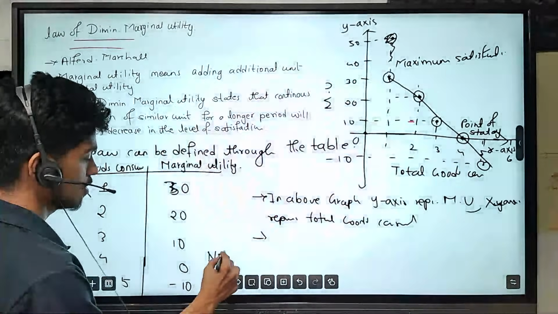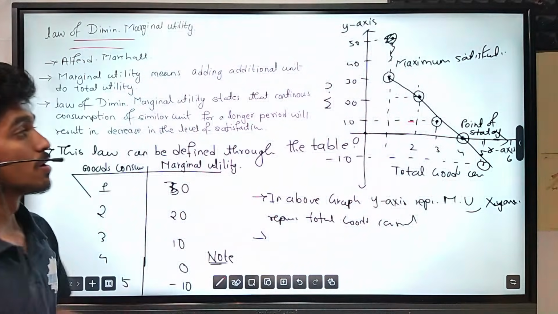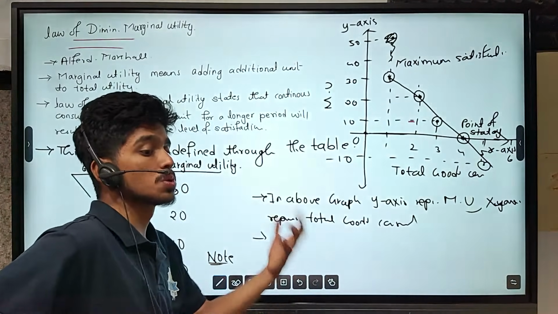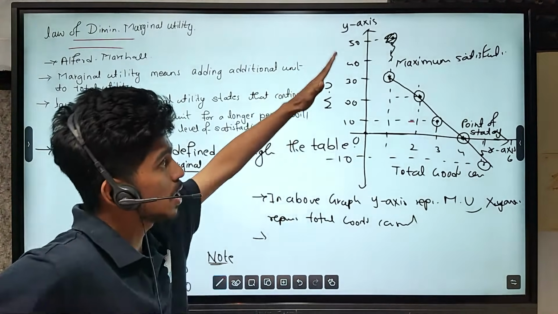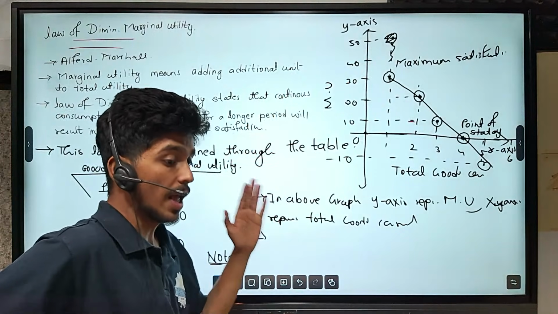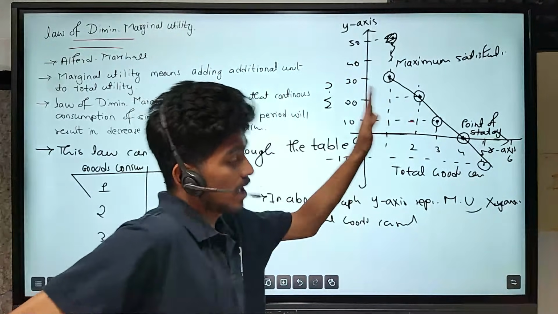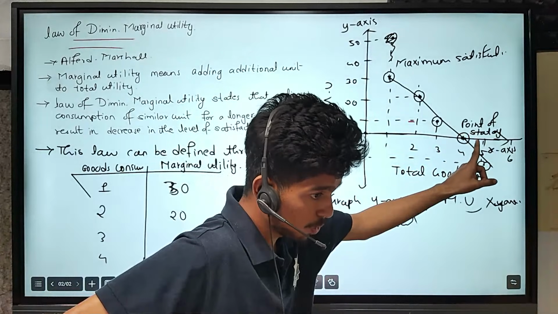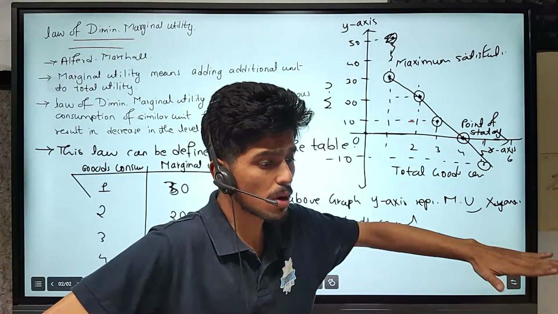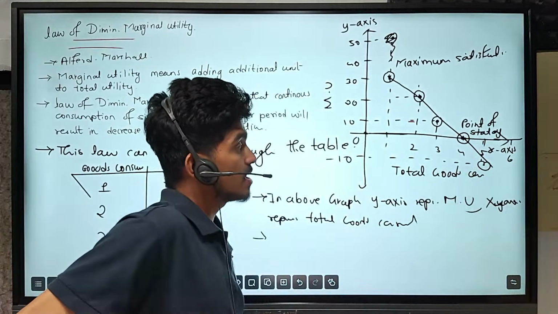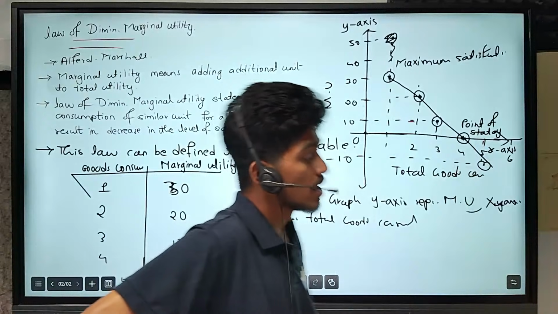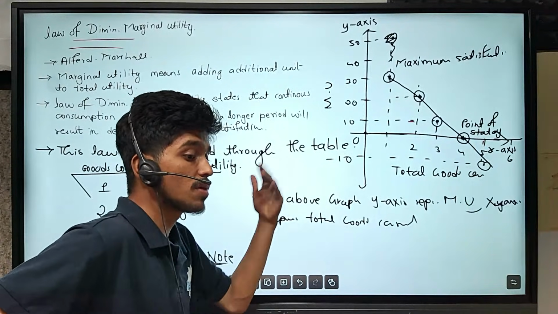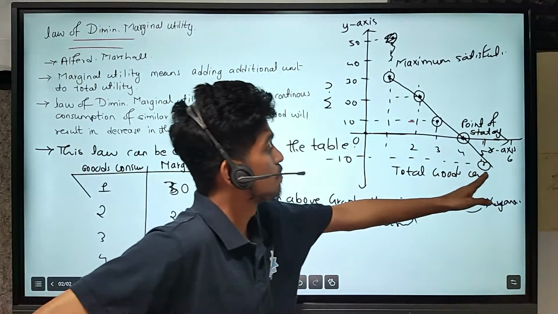You can make it as a note and write: from this law we understood that when we consume the goods again and again, the marginal utility goes on decreasing, and continuous consumption may lead marginal utility to become 0. Okay, your satisfaction, what you liked, then becomes 0. That is called point of satiety. Then you can write that further consumption, even after becoming 0, will make it negative.